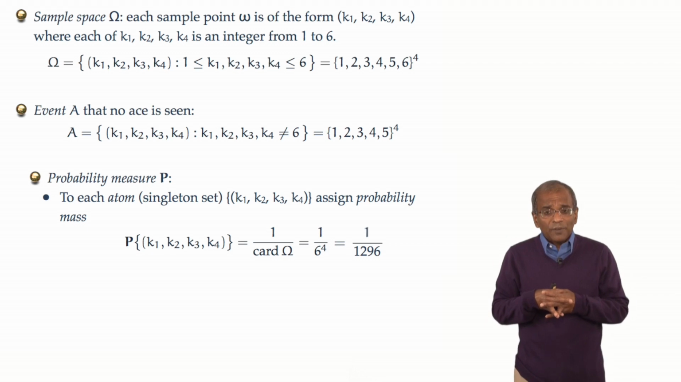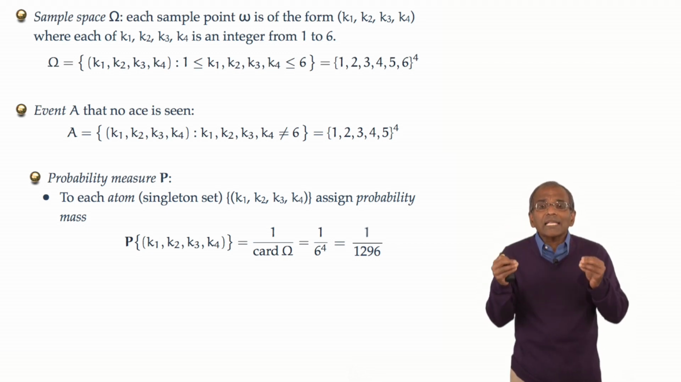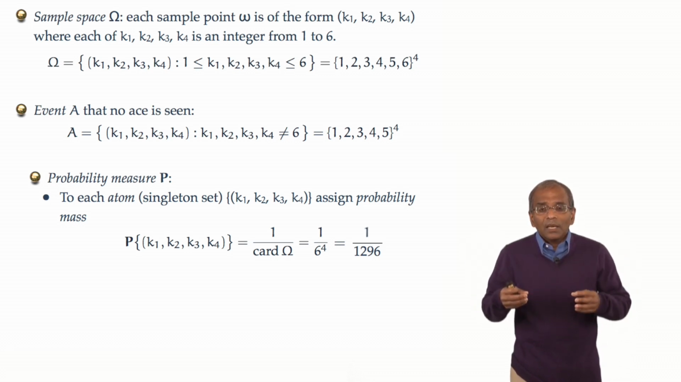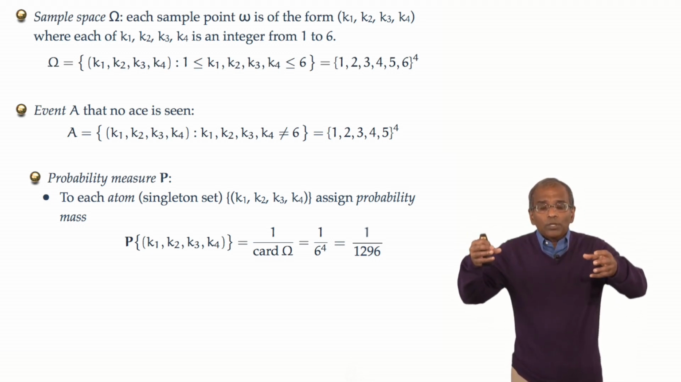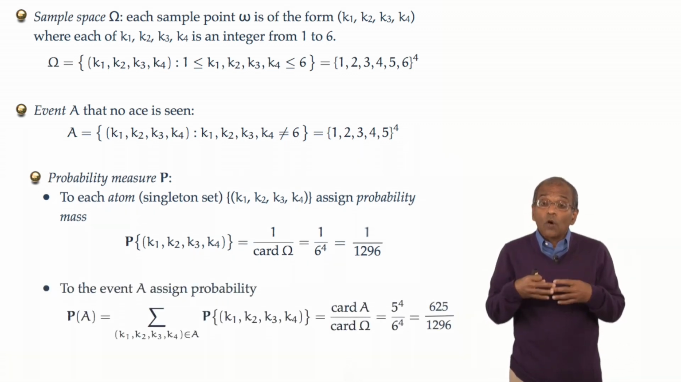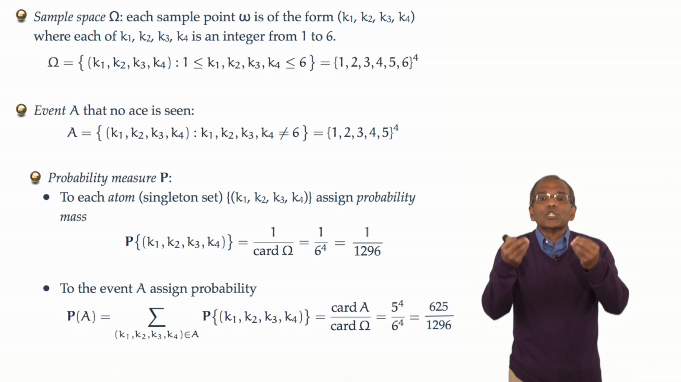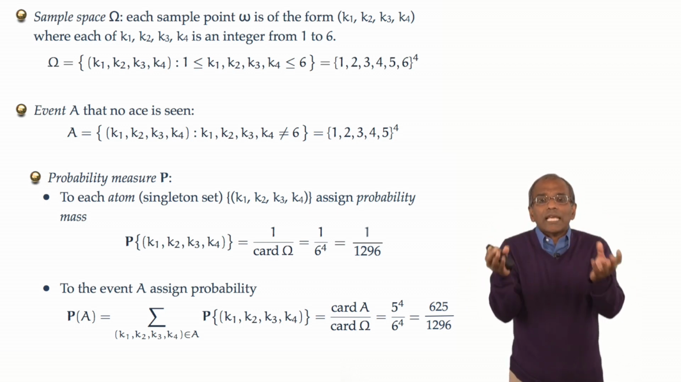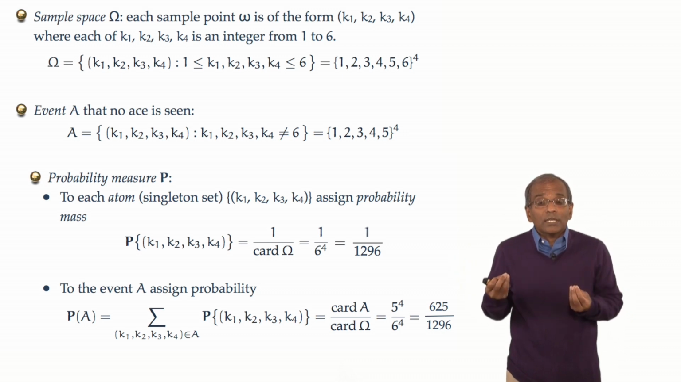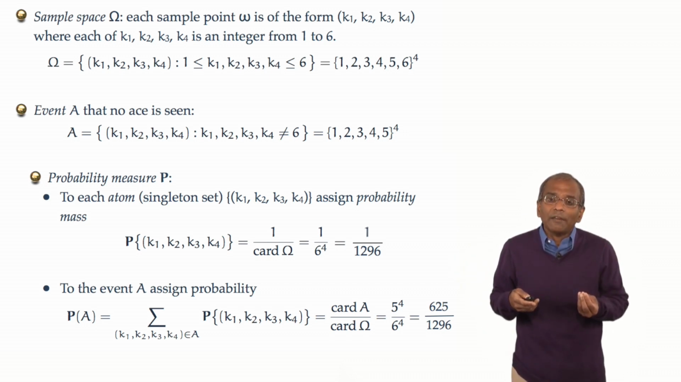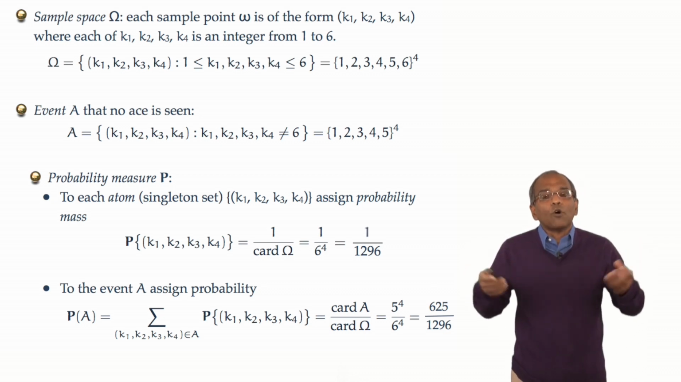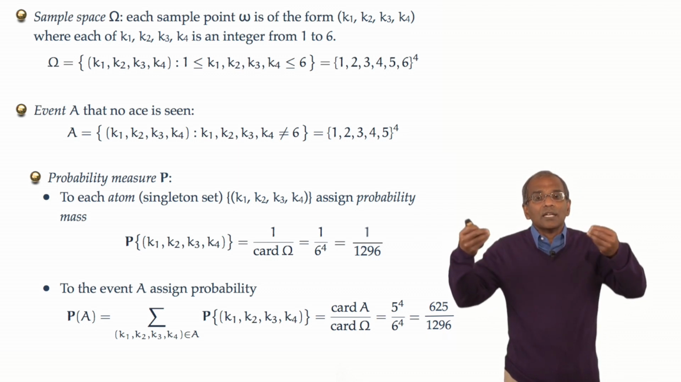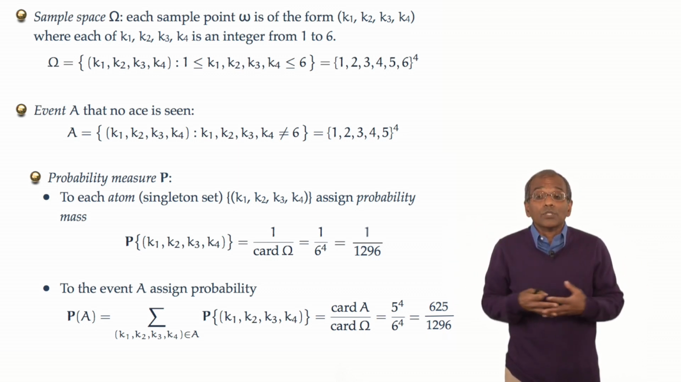To borrow the language from physics, we will think of singleton sample points as atoms of this experiment. Now, we've allocated equal mass in this terminology, in this language, to the atoms. Now, we build upon this by looking at the event A, which consists of 625 different atoms, and allocating to A the sum of the atomic probabilities for each of the atoms. Of course, in this case, it is very simple, because each of the atoms has the same probability, 1 over 6 to the power 4, 1 over 1,296. There are exactly 625 different elements in A, and therefore the probability of A is the cardinality of A, 625, divided by the cardinality of omega, 1,296.